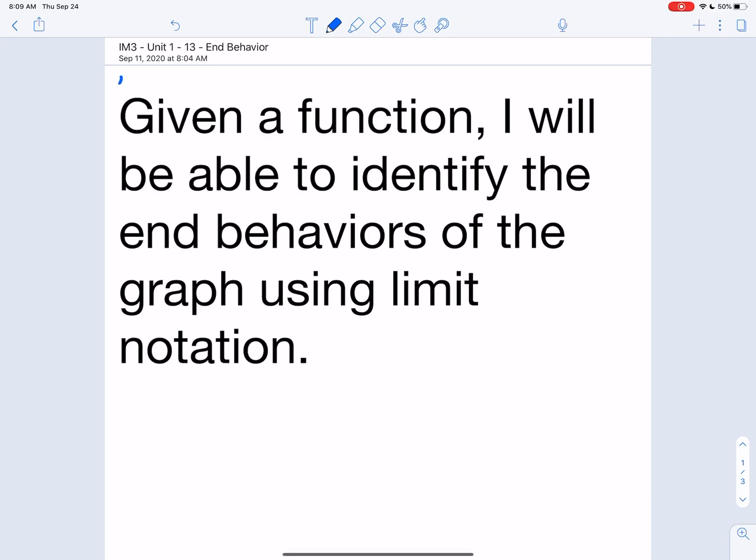Given a function, you're going to be able to identify the end behaviors of the graph using something called limit notation. So what is an end behavior and what is this so-called limit notation? First, end behaviors: when you're looking at a graph, you're looking at how the graph behaves at the ends. And notice how I pluralize the ends.